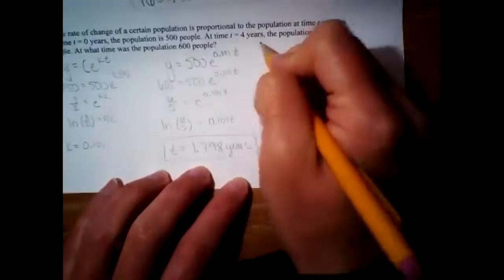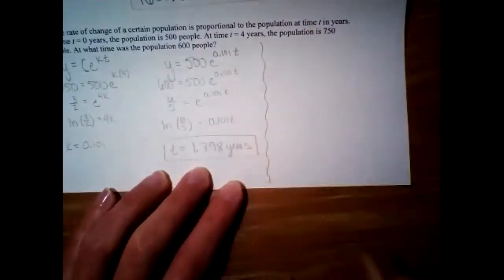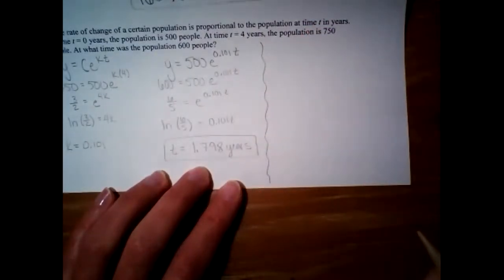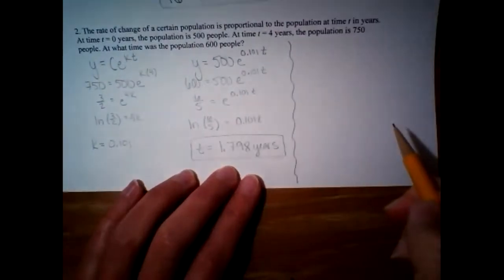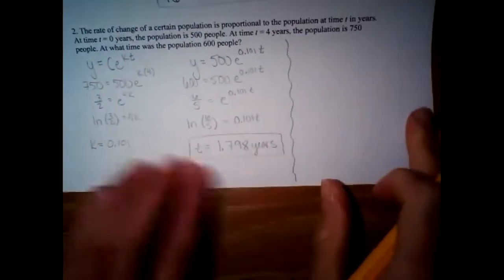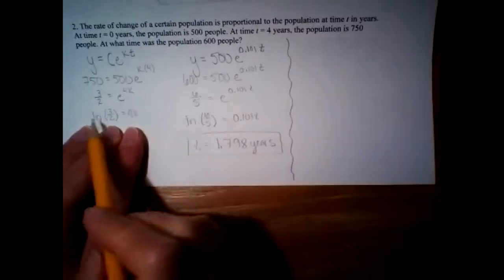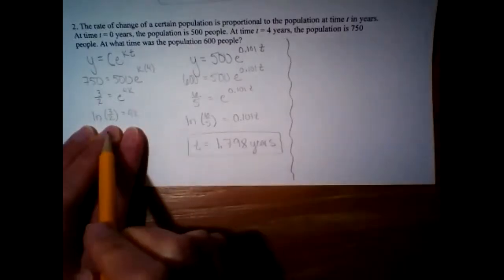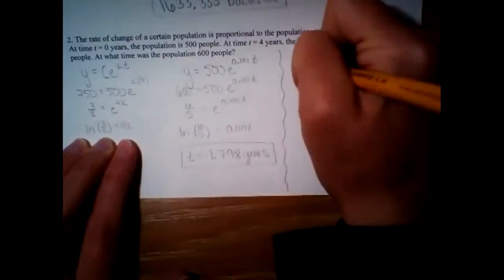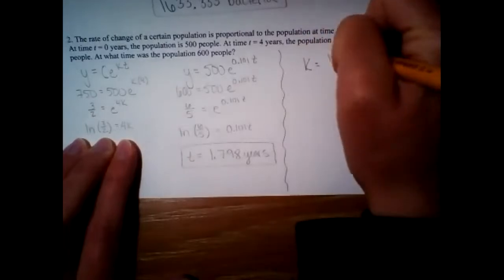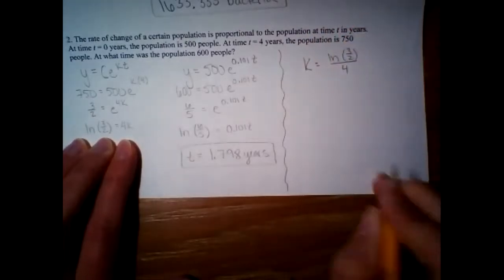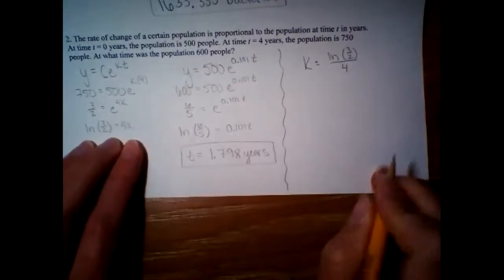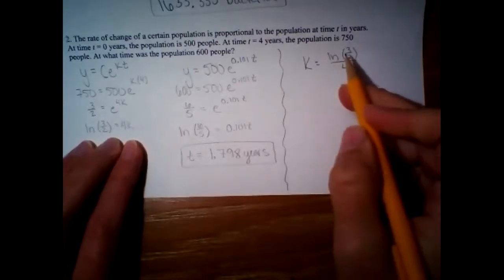Now, just in case you didn't have a calculator, like say something like this was non-calculator, let me show you how you would do this. It's the same exact steps, it just looks a little bit messier. So say you didn't have a calculator and you couldn't get this decimal. You would divide over this 4 and your k value would just be ln 3/2 over 4, which is what this decimal is. But if you didn't have a calculator, you'd have to just leave it like this.